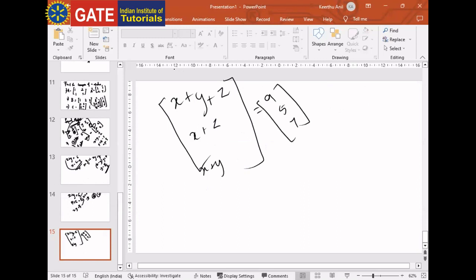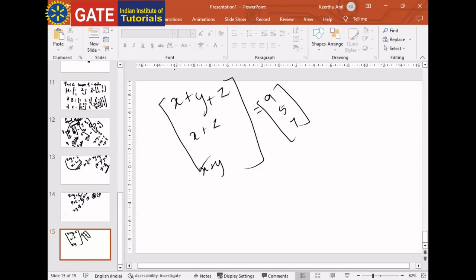What can you do? Go for equating the corresponding parts. x plus y plus z is equal to 9. x plus z is equal to 5. And x plus y is equal to 7. And you find that 3 variables require only 3 equations to solve.